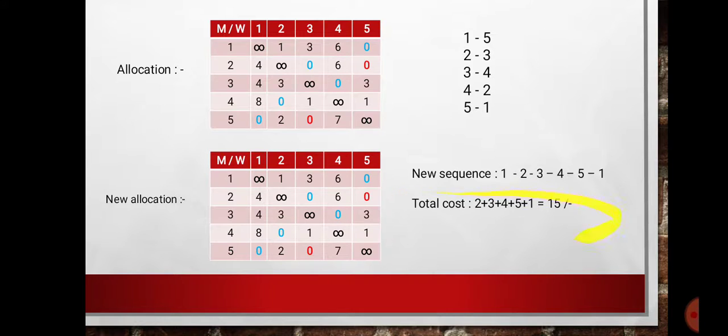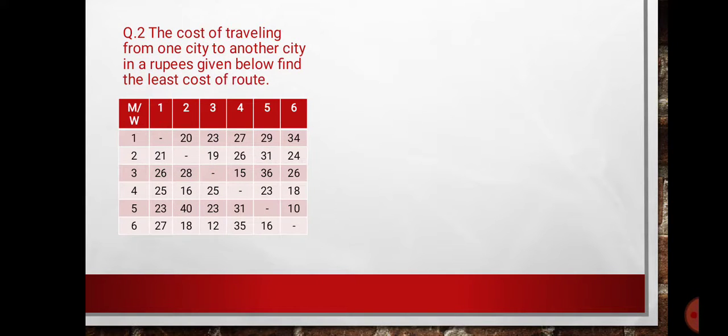Now calculate the total cost. Total cost is 15 rupees. Now we see the second question. The cost of the traveling salesman, the cost of traveling from one city to another city in rupees, is given below. Find the least cost of the route.